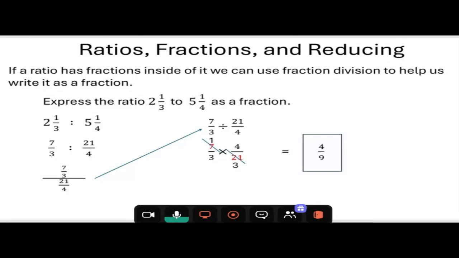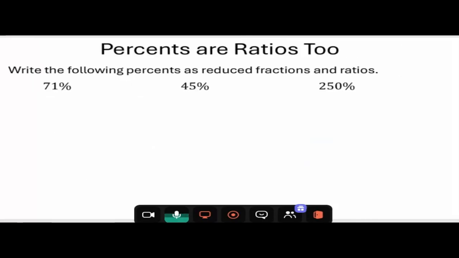Okay, so again, a bit of a surprise, right? 2 1/3 to 5 1/4, that ratio there, not immediately obvious that when you express that ratio as a fraction, it's actually 4/9. Or in other words, this ratio is the same as the ratio 4 to 9. Okay, so there's some of the mechanics of working with ratios.